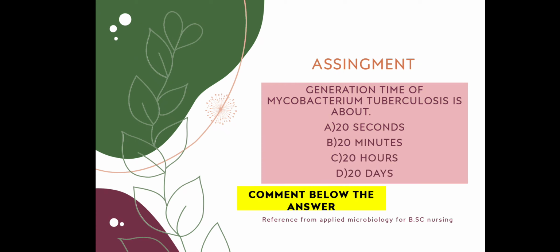Here is a small assignment for you to solve. Generation time of Mycobacterium tuberculosis is about A. 20 seconds, B. 20 minutes, C. 20 hours, D. 20 days.